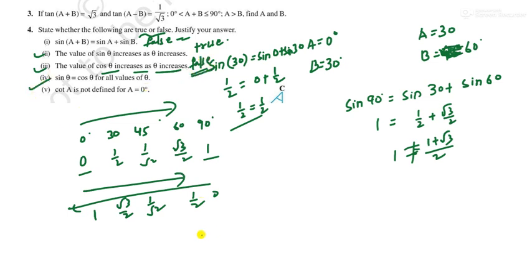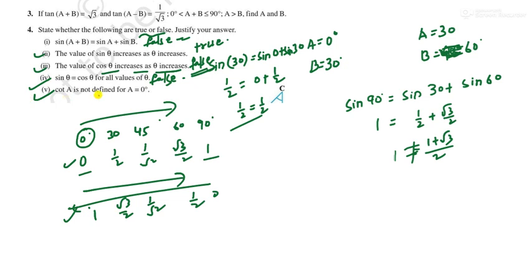Now, fourth one. What is the question? Sin theta is equal to cos theta for all the values. Is it? No. See, if I take sine 0, that is 0. But for cos 0, it is 1. So they are not equal. So even this is also false. You can justify like this.